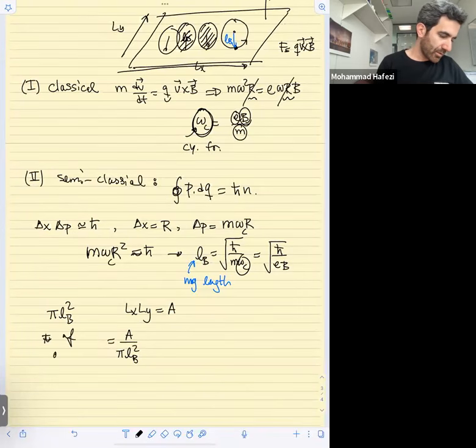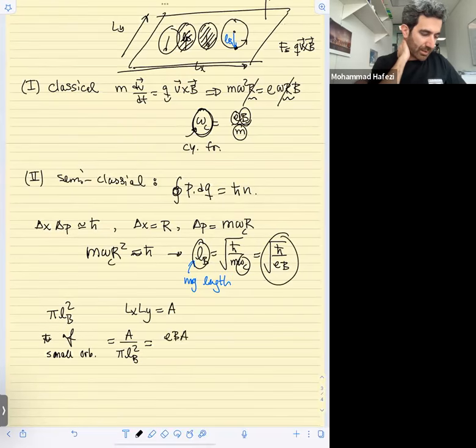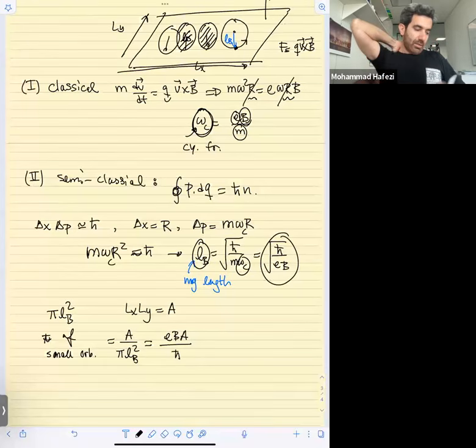Number of small orbitals, right? And now if you work this out, so this A is A, but then this LB squared would give me this. So I have to put the opposite of that. So this is EB, A divided by H, maybe some factors of pi, etc.